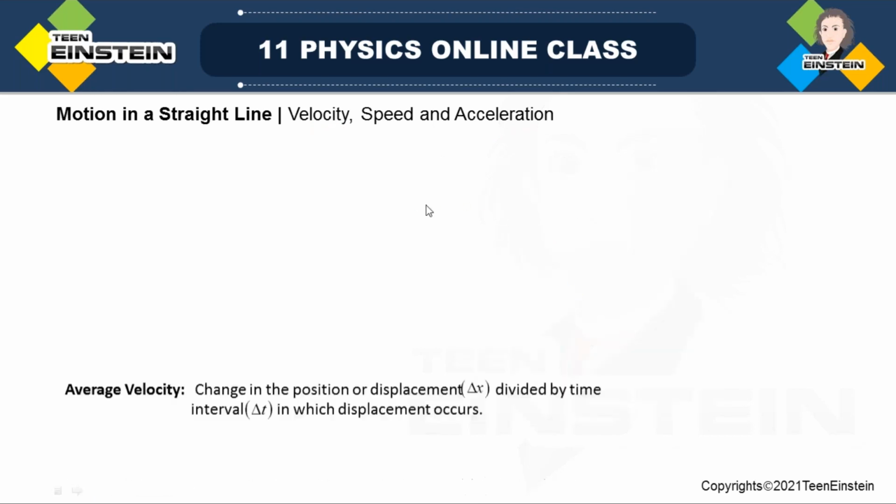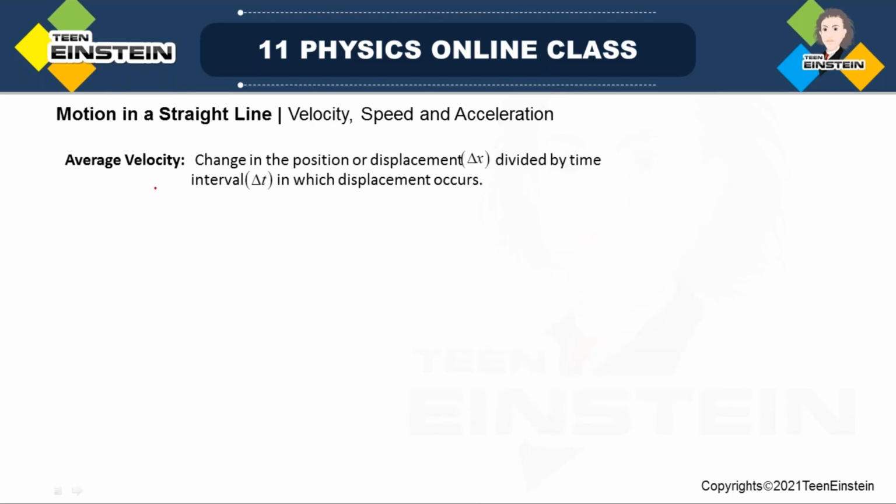So let us go to our main business today. So this is average velocity. What is average velocity? Average velocity is defined as the displacement divided by time interval, or change in position divided by the time interval in which this displacement occurs. If I explain a bit, you will understand again.